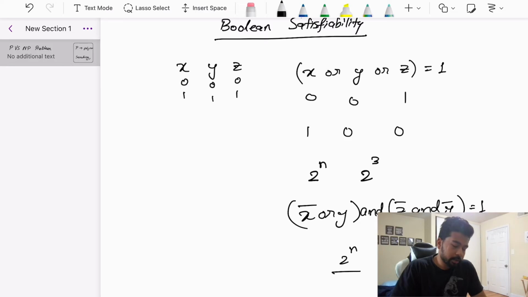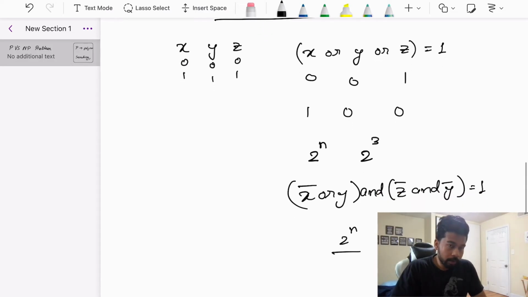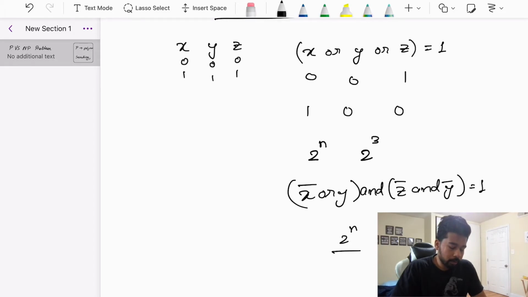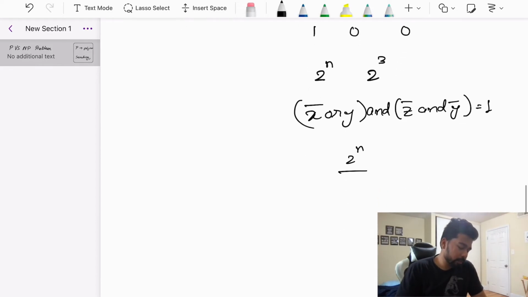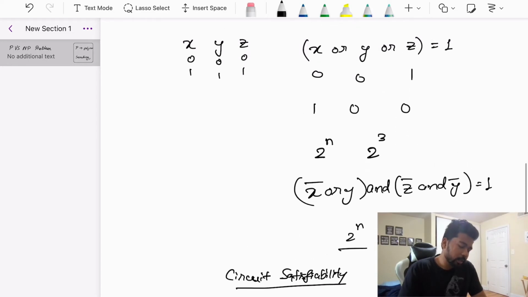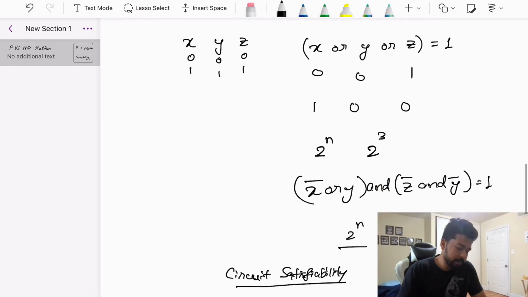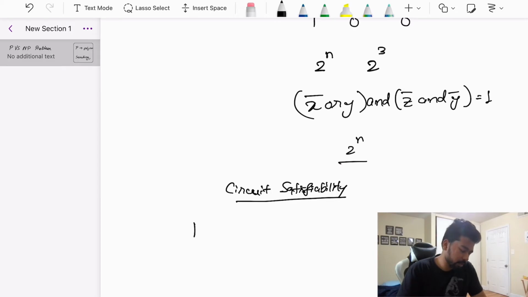But this problem is considered the king of all NP complete problems, because every problem in NP complete can be reduced to this problem. Now if I gave you another problem you might have run across, called circuit satisfiability, what does that mean? Well, it's the exact same thing as Boolean satisfiability, but instead of using the ors and the ands, we're going to use AND gates and OR gates, for circuit logic.